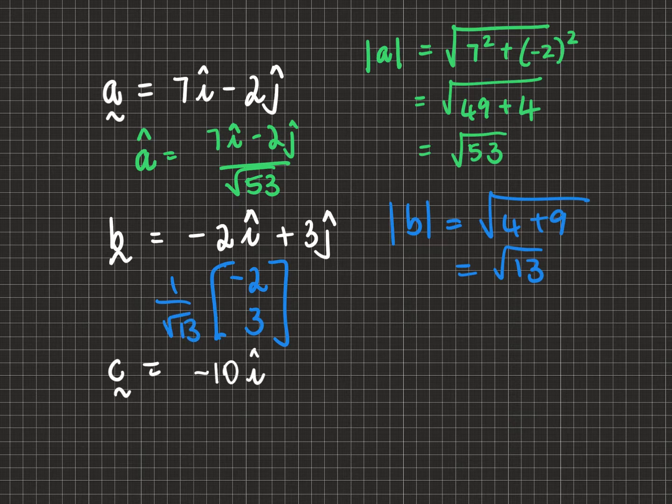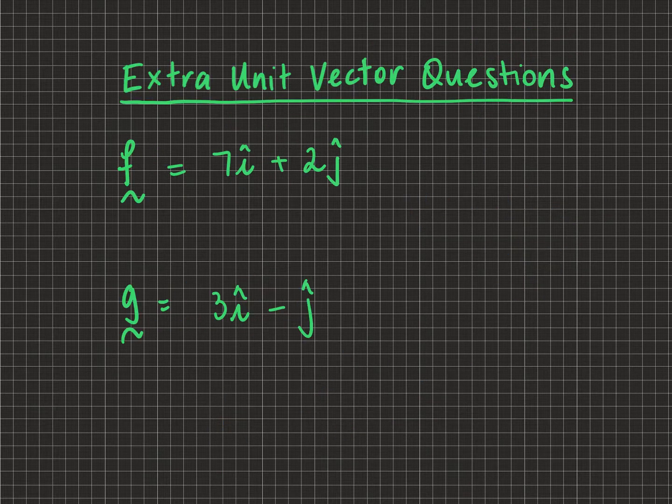Well, this C is interesting. What is the magnitude of vector C? Well, it's actually 10, isn't it? Just 10 units. So the unit vector in the direction of C is negative 10i divided by 10, which is negative i. Now, if you didn't get all of those 3 correct, you need to do the ones on the next screen. If you did get them correct, it's fine, just continue. Press pause now if you need to.